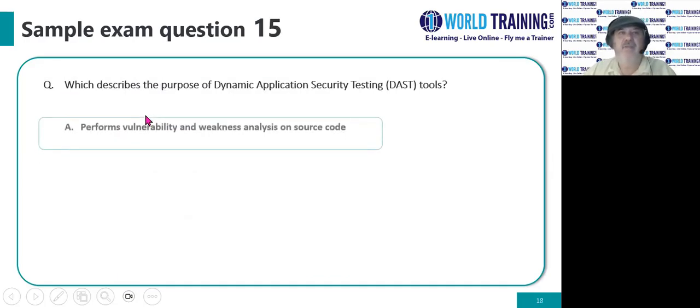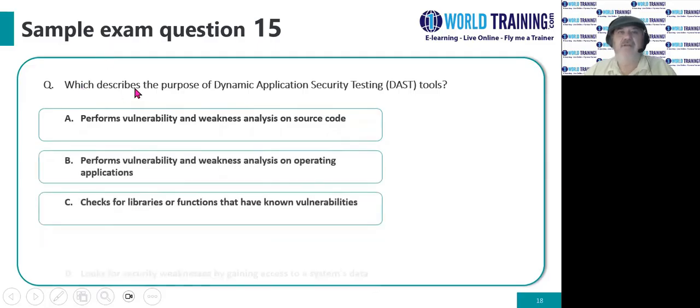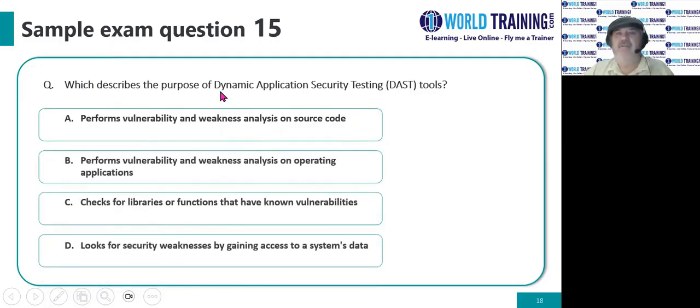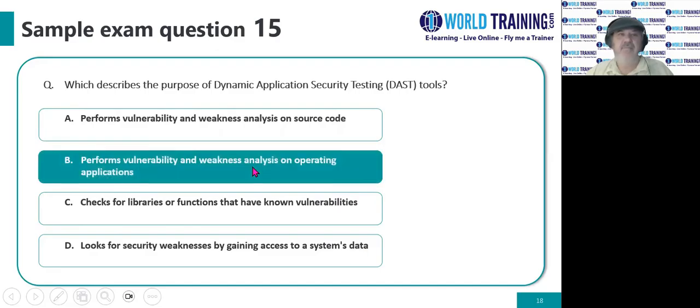Okay, question 15. Which describes the purpose of DAST, Dynamic Application Security Tools? Performs vulnerability and weakness analysis on source code. No, DAST is not about source code. It's about executable code, right? Performs vulnerability and weakness analysis on operating applications. Certainly it is that. B, checks for libraries or functions that have known vulnerabilities. No, it's more about testing operating systems. And D, looks at security weakness by gaining access to a system's data. No. So here the best answer is B.